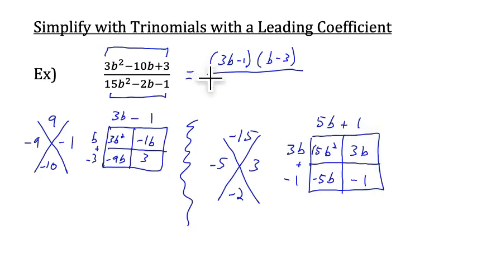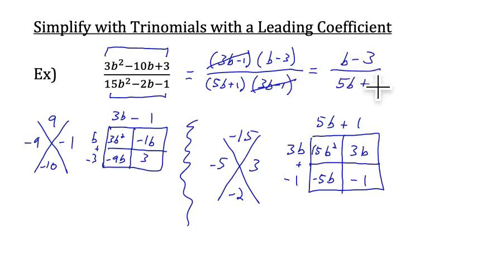All right, we have our factors. 5b plus 1 times 3b minus 1. And this time, we notice we have some common factors that we can cancel out, leaving us with b minus 3 over 5b plus 1. There's nothing else to factor out, so we're done simplifying.